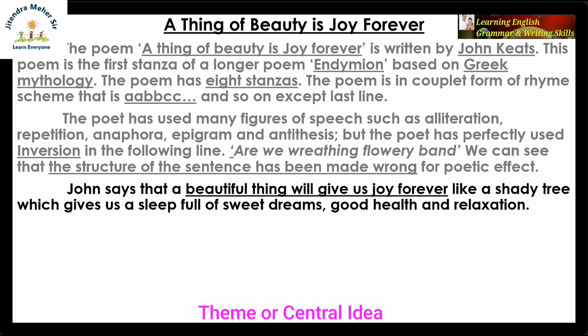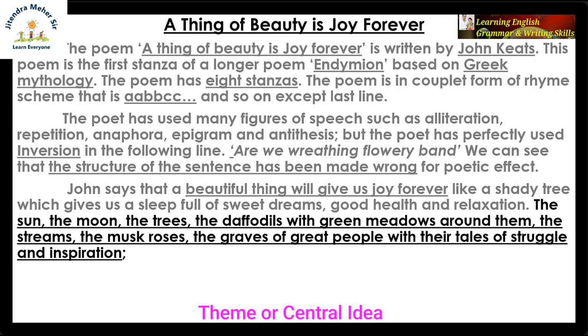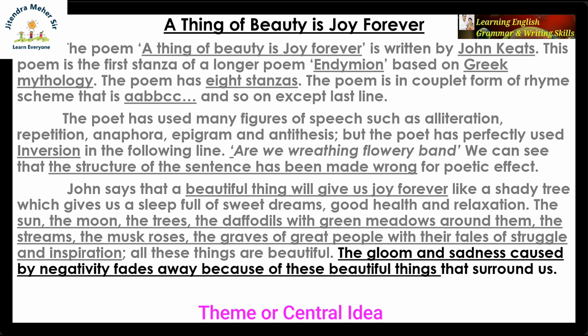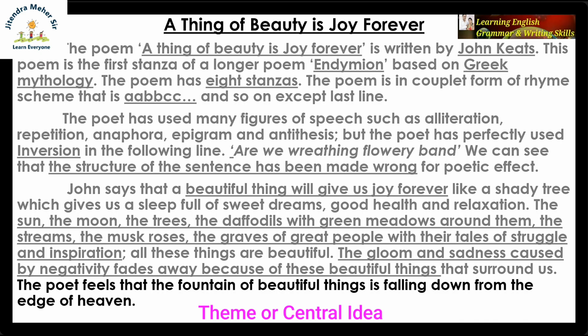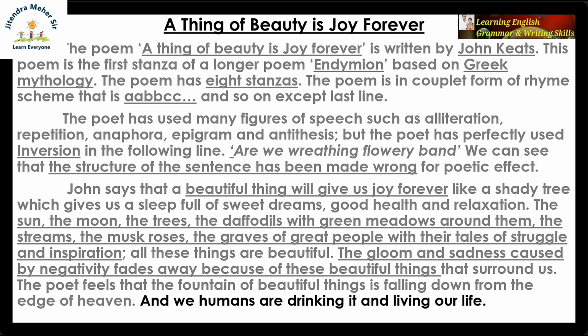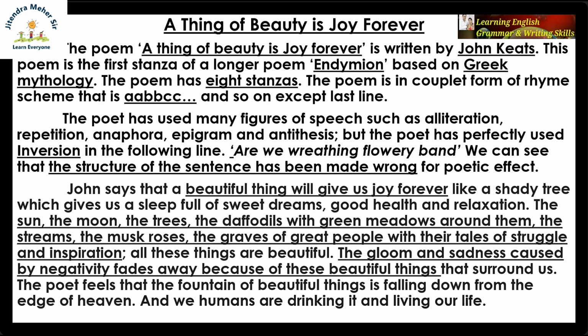John says that a beautiful thing will give us joy forever, like a shady tree which gives us a sleep full of sweet dreams, good health and relaxation. The moon, the sun, the trees, the daffodils with the green meadows around them, the streams, the musk roses, the graves of great people with their tales of struggle and inspiration. All these things are beautiful. The gloom and sadness caused by negativity fades away because of these beautiful things that surround us. The poet feels that the fountain of beautiful things is falling down from the edge of heaven, and we humans are drinking it and living a life. So here we have done our second last poem, A Thing of Beauty is a Joy Forever.